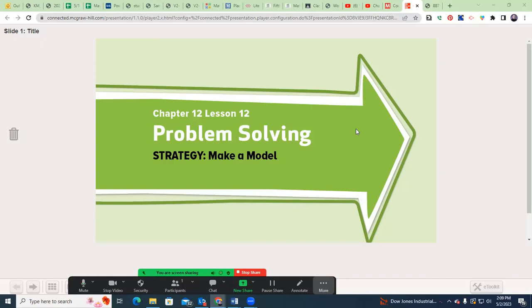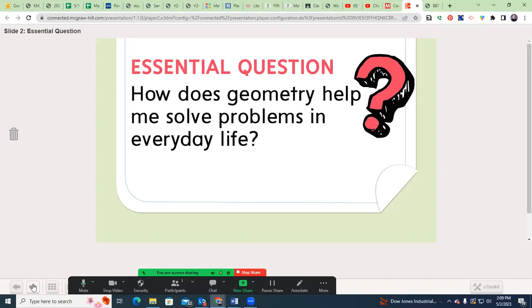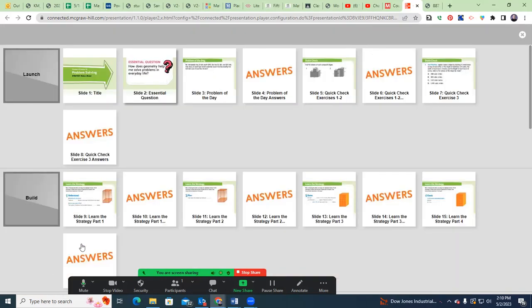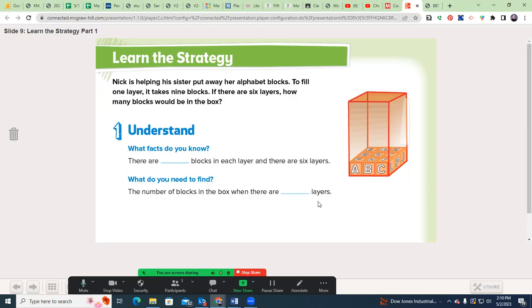Today's lesson, Chapter 12, Lesson 12, Problem Solving: Make a model. The essential question for Chapter 12: how does geometry help me solve problems in everyday life? To do this lesson, you'll need the Lesson 12 lesson document, which has a page number of 973. And we're going to begin right there today.